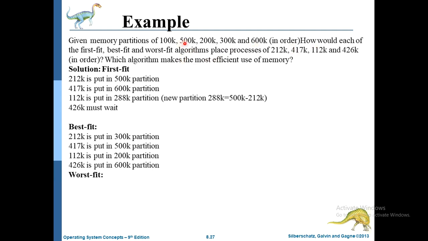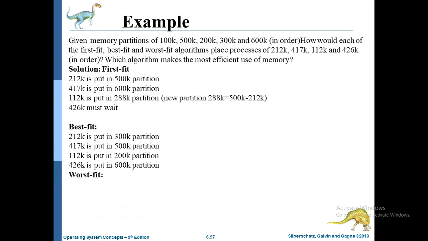417K can be fit into 500K. So the 417K process is put in the 500K partition. In a similar way, 112K is put in the 200K partition, and 426K, the last one, is put in the 600K partition. Here we are taking the smallest hole, right?